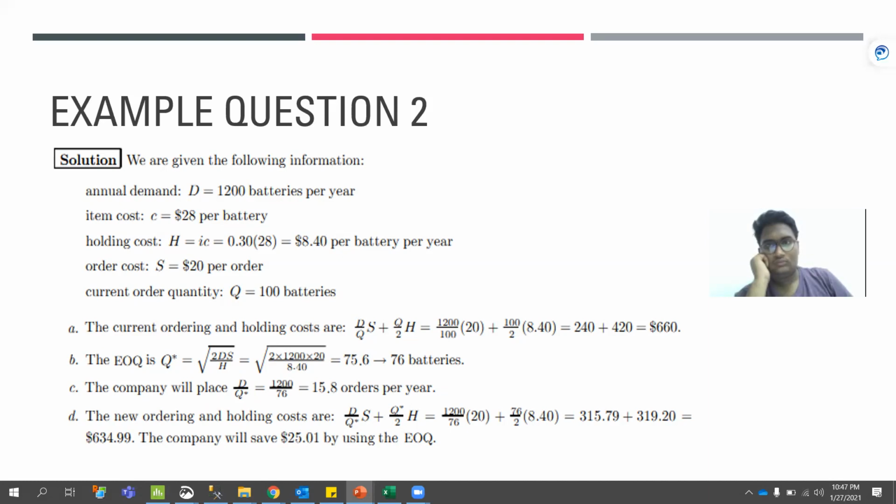So for A, the current ordering and holding costs are D over Q times S plus Q over 2 times H. This is the formula, equal to 1,200 over 100 times 20 plus 100 over 2 times 8.40, equal to 240 plus 420, and the answer is 660 ringgit. So I will continue. Anton will continue with the next question.